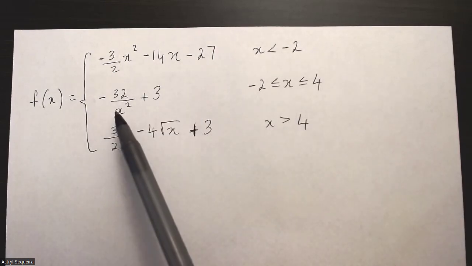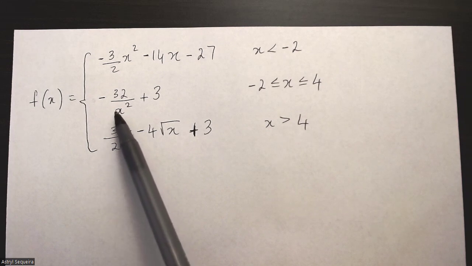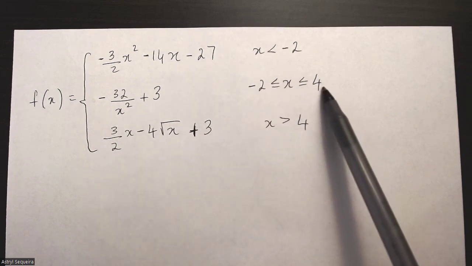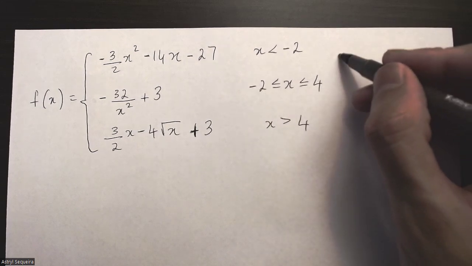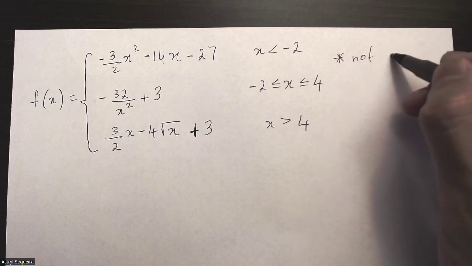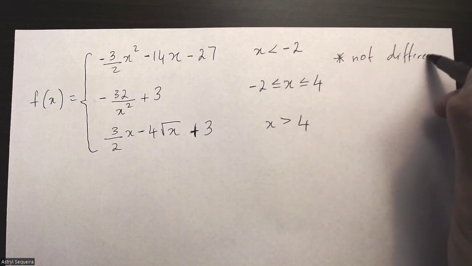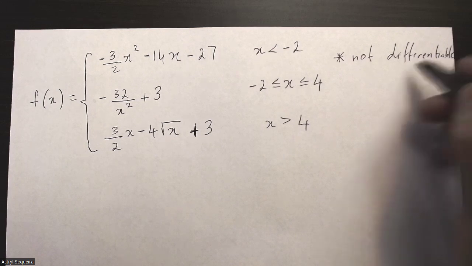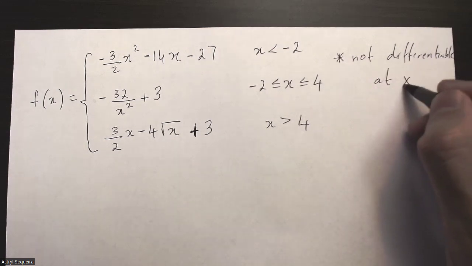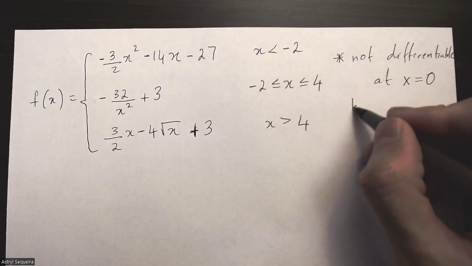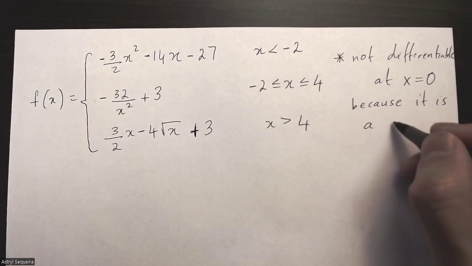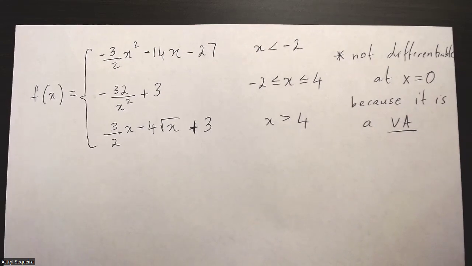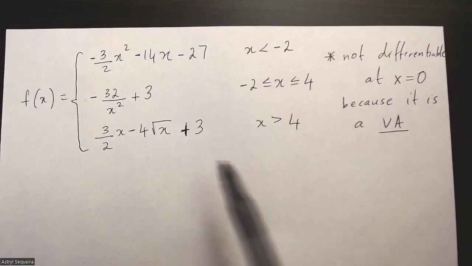The second one is a rational function, and we have a vertical asymptote at x equals 0. And x equals 0 is in between the given interval here, which means the first thing we need to note is the function is not differentiable at x equals 0 because it is a vertical asymptote. So we already found one point where it's not differentiable.